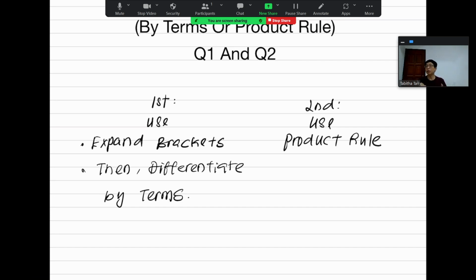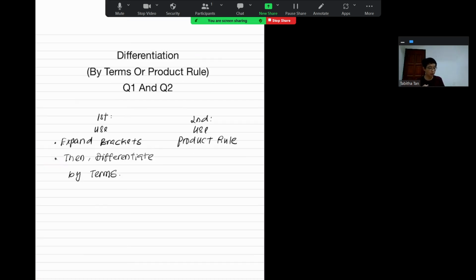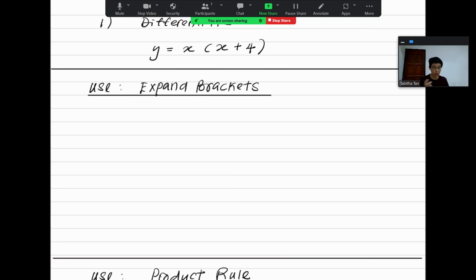Please be careful. We can do this option if the question did not explicitly mention what method they want. If the question explicitly mentions to use the product rule, then we have to obey the instruction and only do the product rule. So with that caution in mind, let's move on to see these two examples.